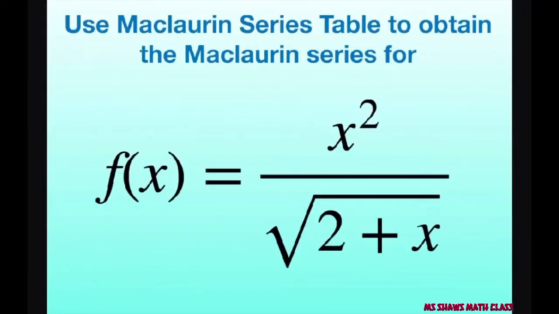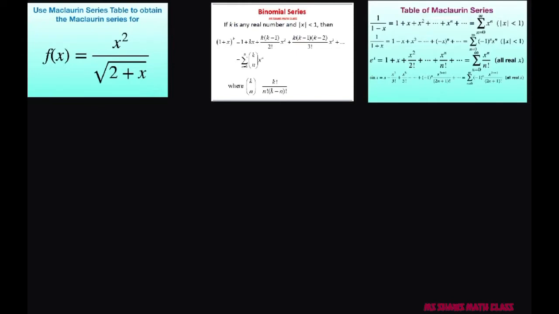Hey everyone, we're going to use the Maclaurin series table to obtain the Maclaurin series for our f of x. This is labeled a bit wrong, because for the Maclaurin series we would use this, but we also have to use the binomial series as well. So let's get started and rewrite this so we can use the binomial series.